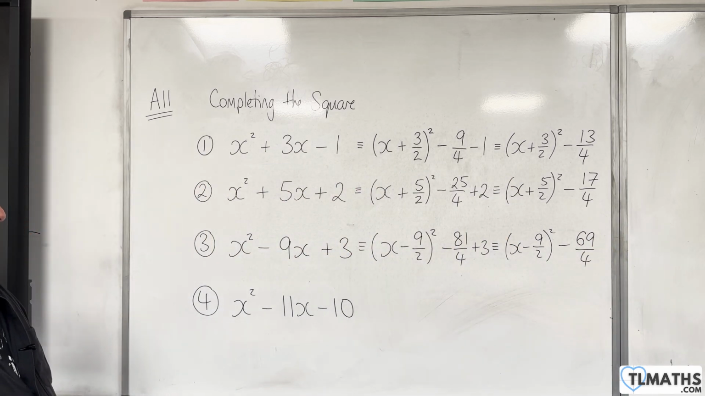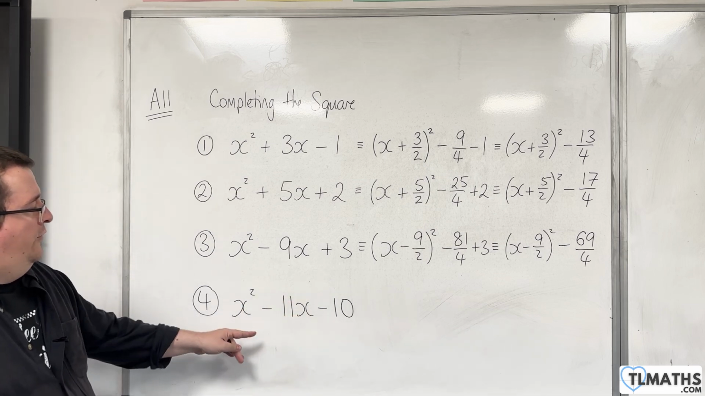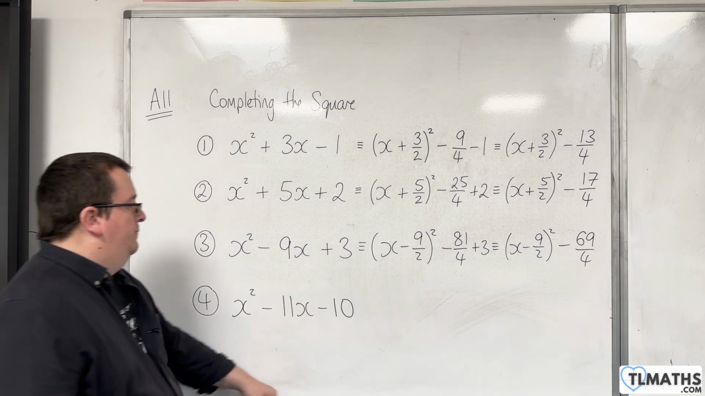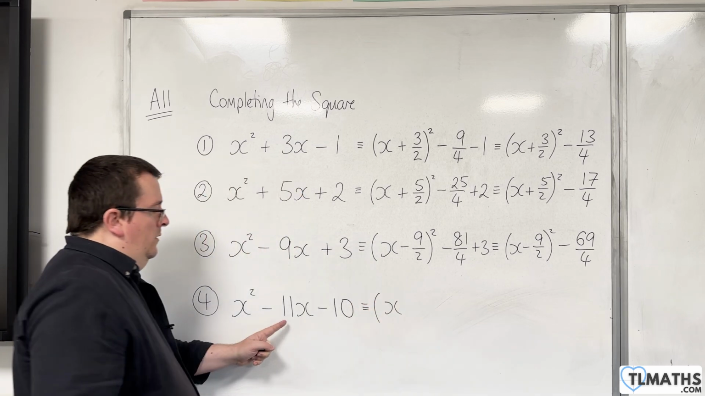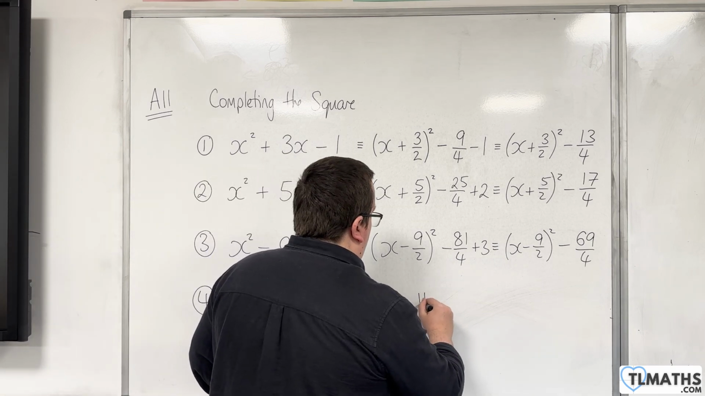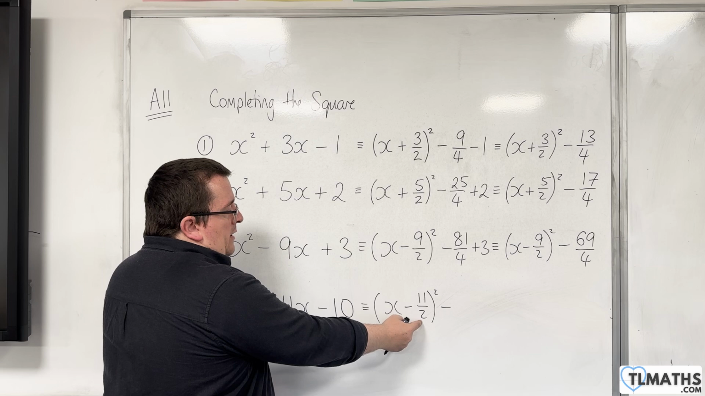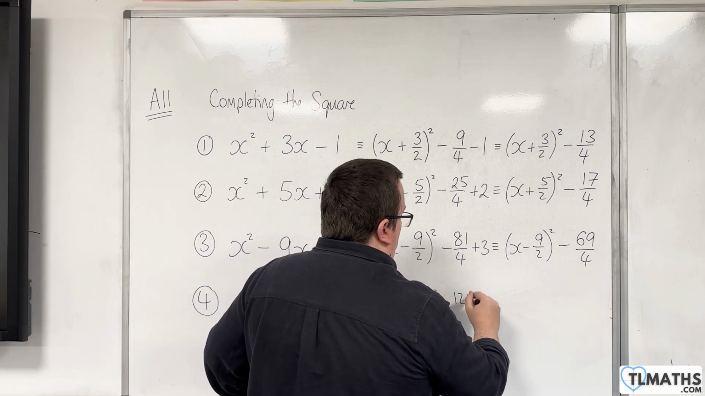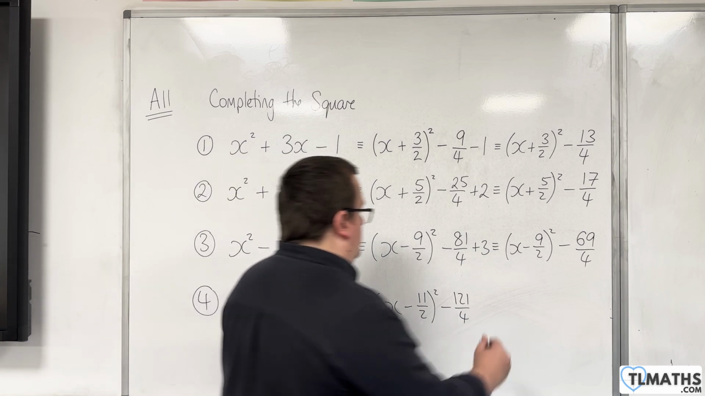Okay. Right, last one, number 4. x squared take away 11x take away 10. So first of all, x, half the minus 11, so minus 11 halves, squared. We need to subtract 11 halves squared, so that's 121 over 4. And we've got minus 10 there.